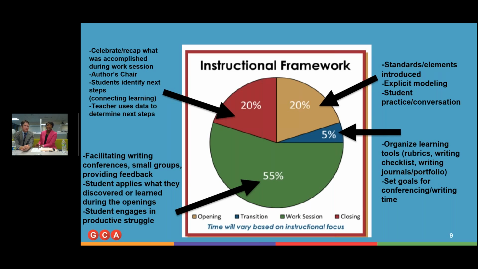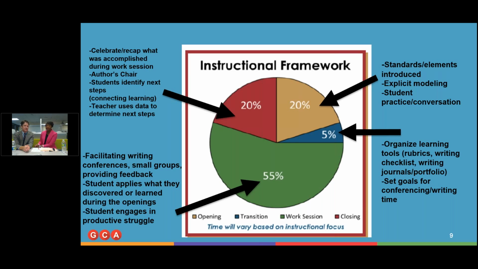Closing is a great time for students to identify next steps, connecting their learning. Where will I pick up tomorrow? And then, of course, a time for us as the teachers, the facilitators, to listen and to begin to collect some informal data on what my next steps need to be.